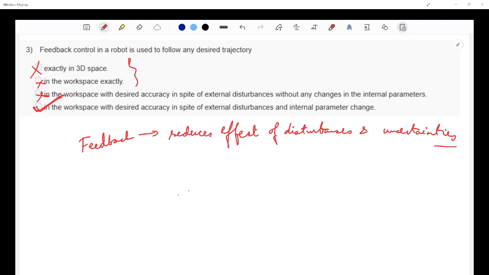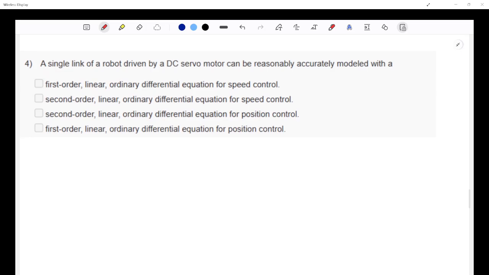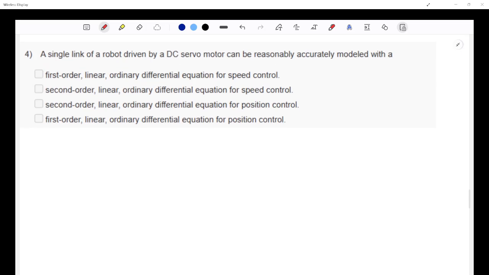Okay, let's move to the next question. A single link of a robot driven by a DC servo motor can be reasonably accurately modeled with a first order linear ordinary differential equation for speed control, second order linear ordinary differential equation for speed. I think this is directly from the lecture and there is no issue to it. So second order linear ordinary differential equation for position control and first order linear ordinary differential equation for position control.